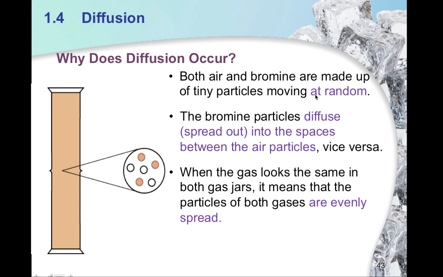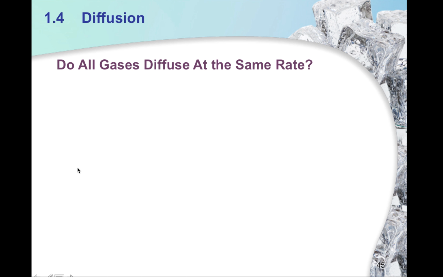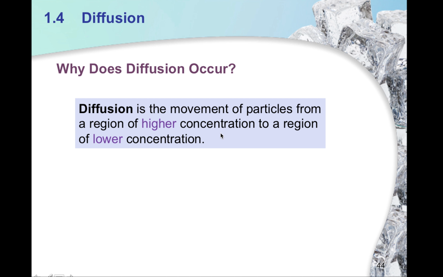The movement is random, and the bromine particles will spread out into the spaces between the air particles. The gas will also be evenly spread, and we call this a homogeneous mixture of air and bromine. Homogeneous means it is equally spread. Diffusion occurs due to the difference in concentration of the particles. For water molecules, diffusion should not be used. Instead, it should be osmosis, but that is not in your syllabus.